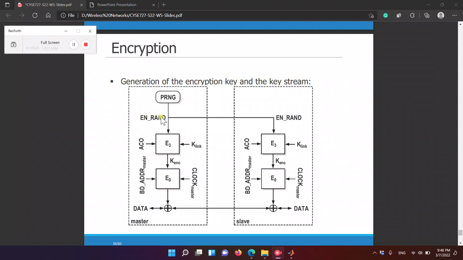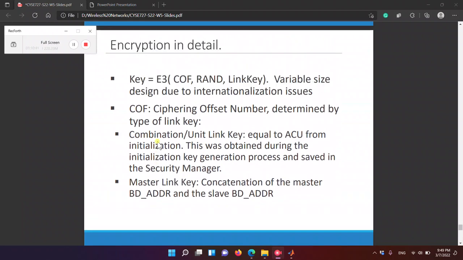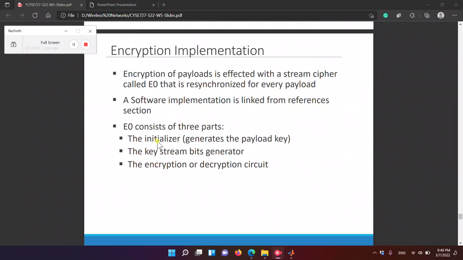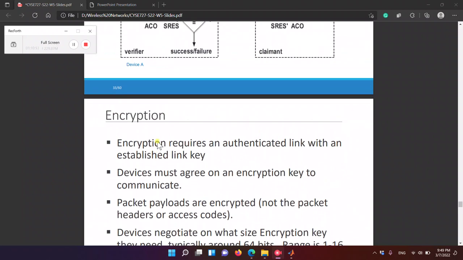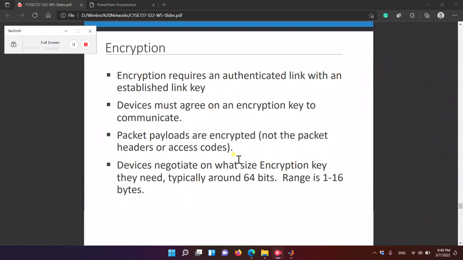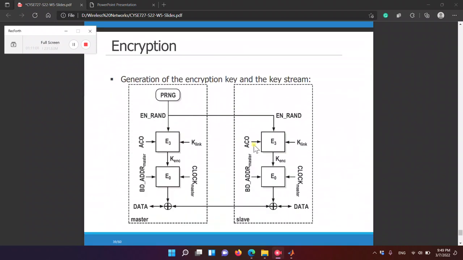And this is a visualization. So we have the random generator. So we have the random number, which is shared, and it is used as an input to the encryption algorithm. The ACO is the authenticated cipher offset, and both have this value, and both have the K link. So this generates a key, and then the encryption keys they have are equal, and it's input inside the encryption algorithm.